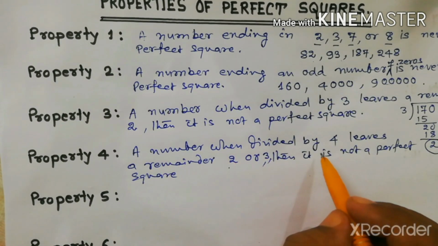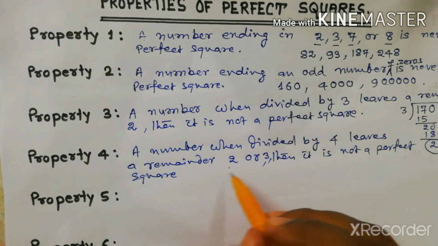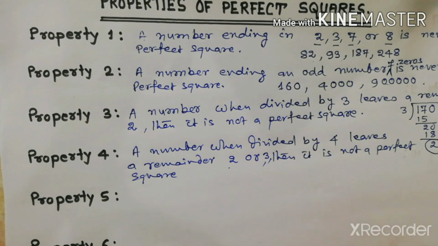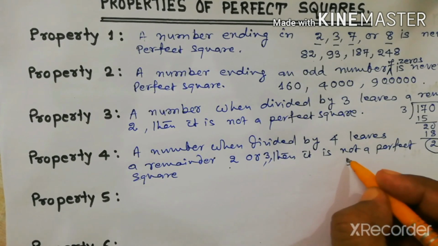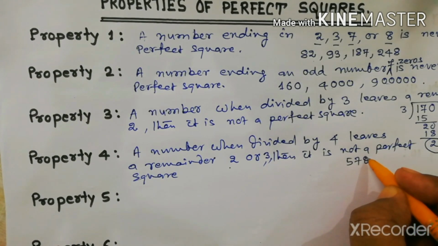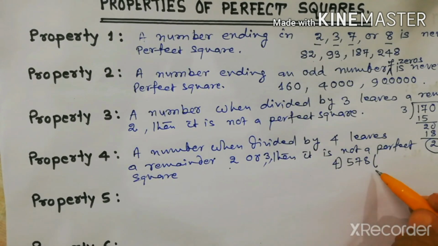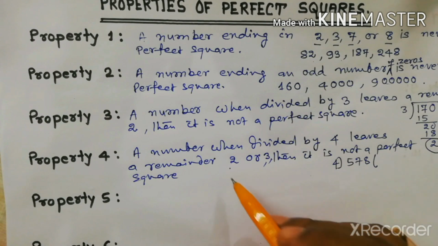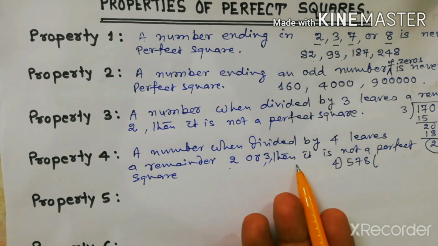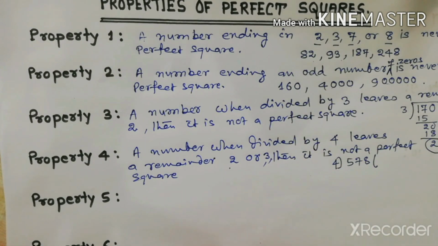So when a number is divided by 4 and it gives the remainder 2 or 3, then it is not a perfect square. For example, 578, if you divide by 4, then you will get its remainder will be either 2 or 3. So this is not a perfect square.